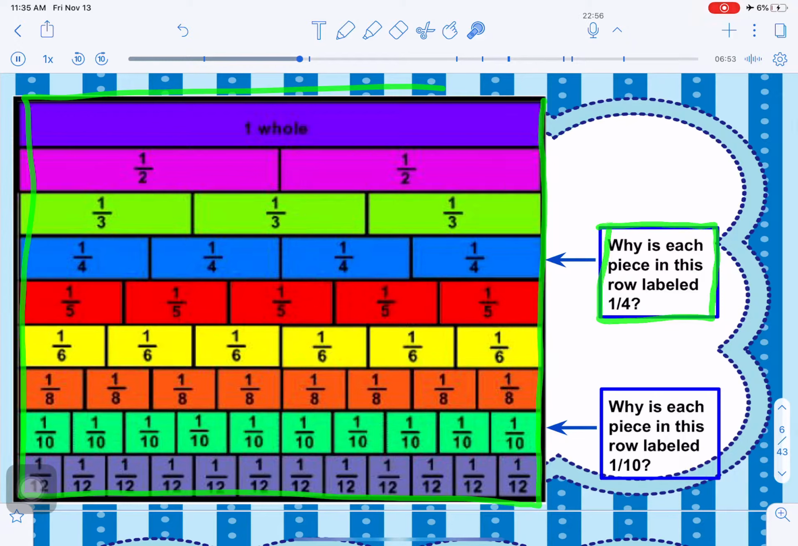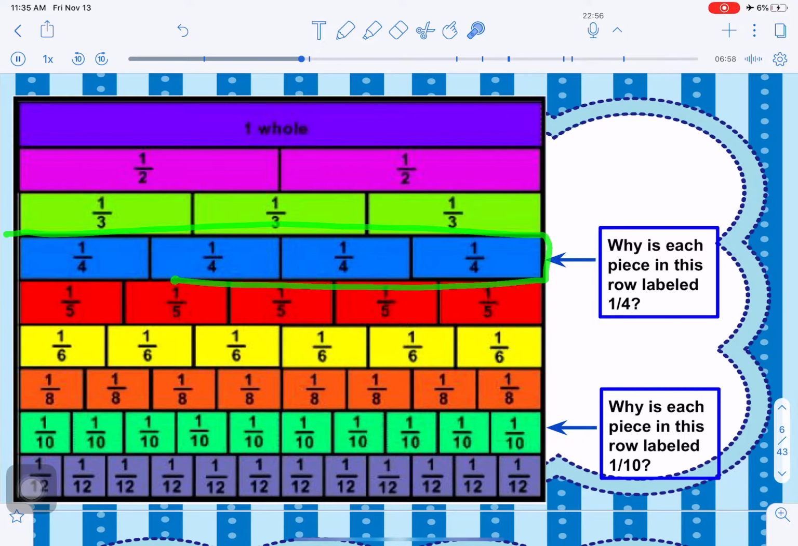Okay, so I want you to think about it, pause this video, and answer that question. Why is each piece labeled 1/4? The next question is, why is each piece in this row labeled 1/10? Go ahead, pause the video, answer that question, and then come back to check to see if our thoughts match.